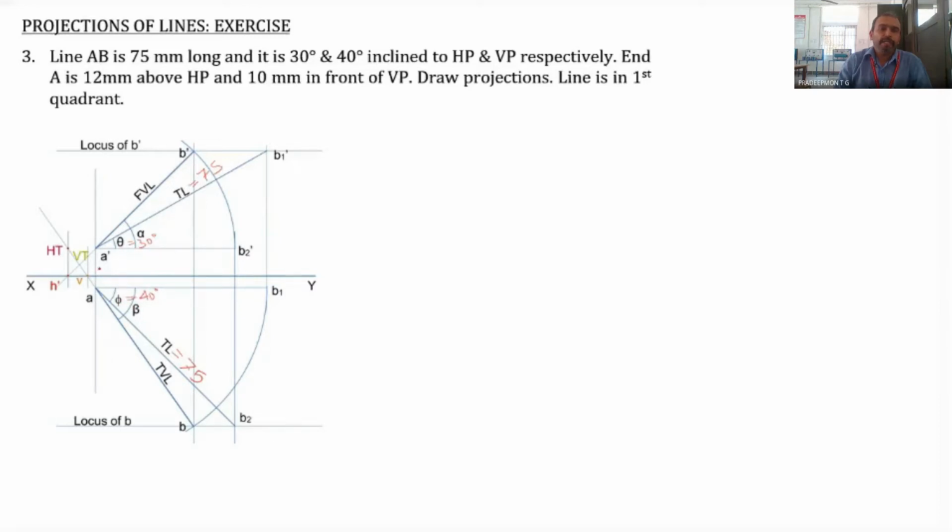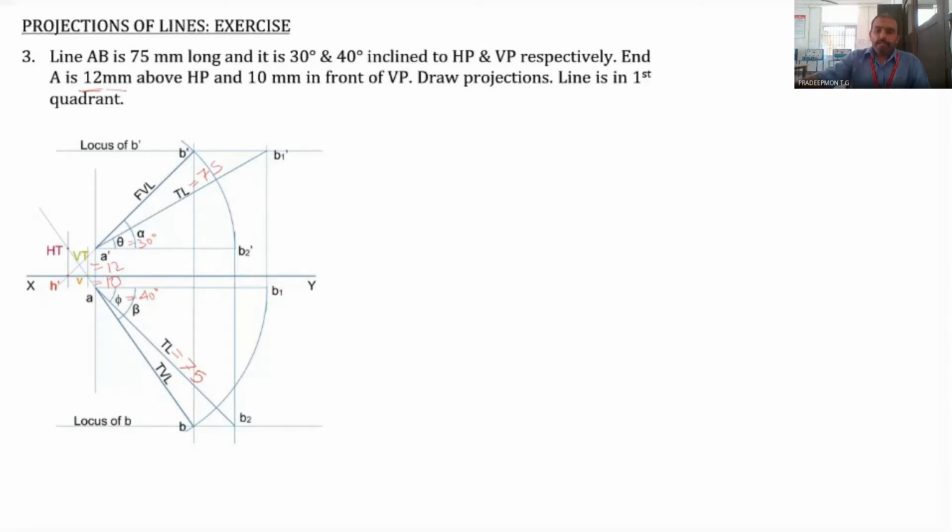Theta is 30 degree. And this distance of A dash from XY is 12 millimeter, since here it is given as 12 millimeter above HP. And 10 millimeter in front of VP means this distance is equal to 10 millimeter. So this much we have. That is, the true length of the line is 75 millimeter, theta is 30 degree, phi is 40 degree, the distance of A dash from XY is 12 millimeter, and the distance of A from XY is 10 millimeter.